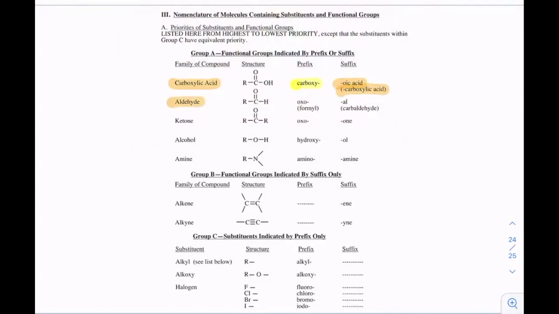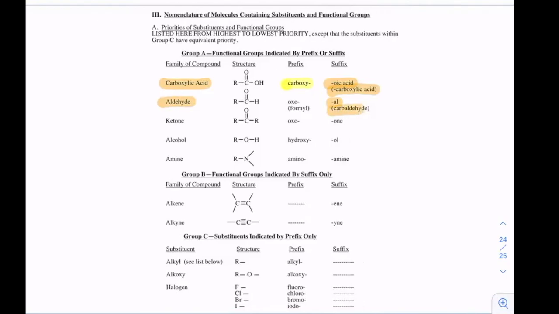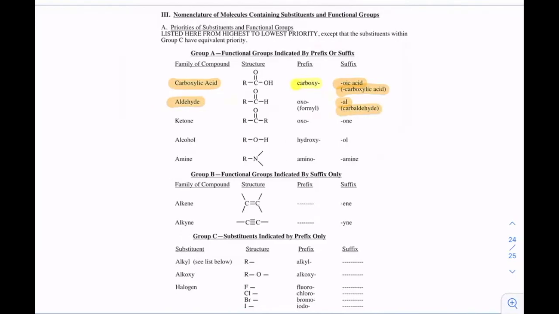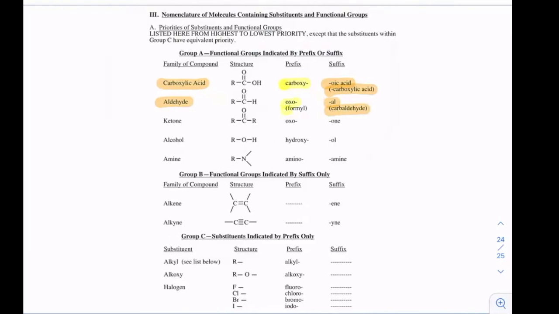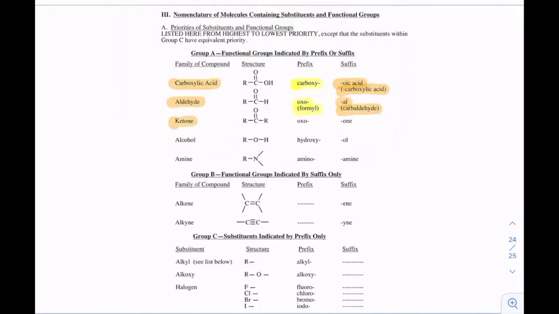Next comes aldehyde with the al suffix. And again, if it's a ring with an aldehyde off of it, it becomes carbaldehyde. If the aldehyde is a substituent, it becomes oxo or formyl. Next is a ketone with the suffix of one. And just like aldehydes, if it's a substituent, it's oxo. Next comes alcohol with the suffix of ol, and if alcohol is a substituent, it's going to be called hydroxy.